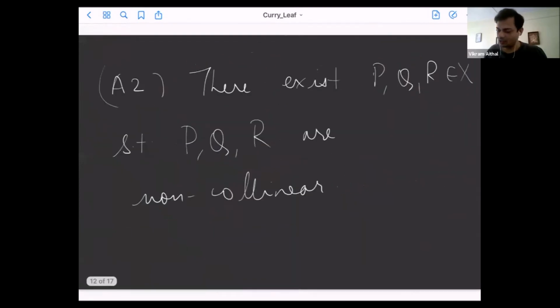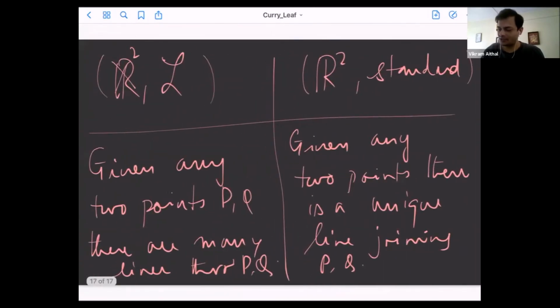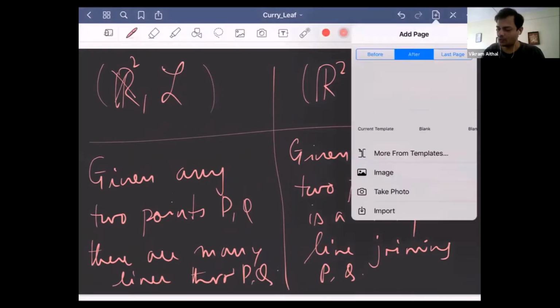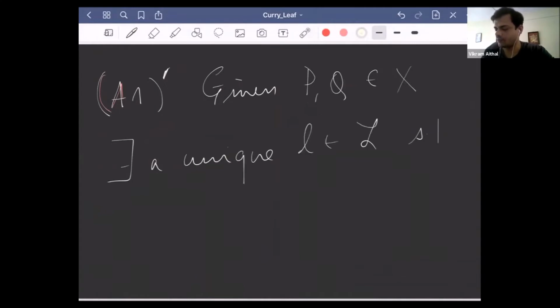So now let's write this, because we are trying to replicate what we had in our R2, as axiom A1 prime. Given P, Q in X, there exists a unique line such that it is passing through P and Q. So now we have 3 axioms.